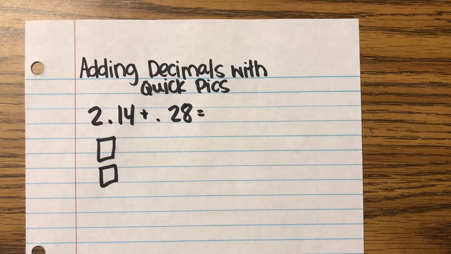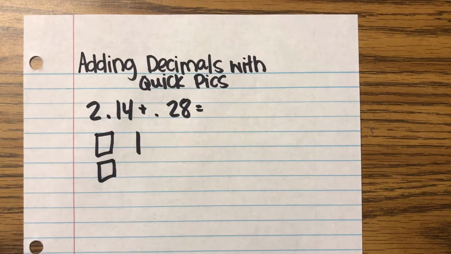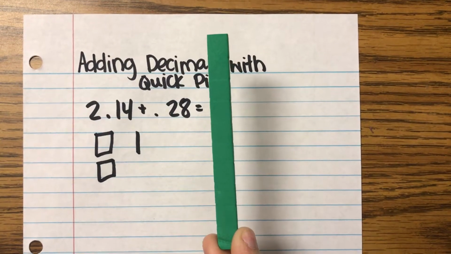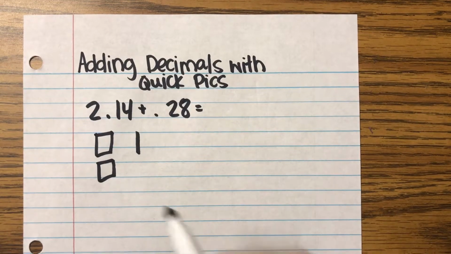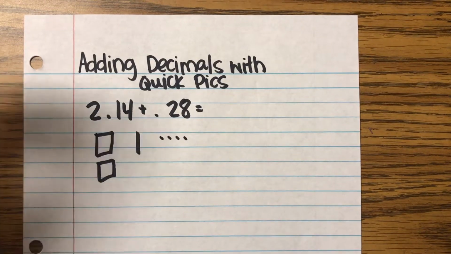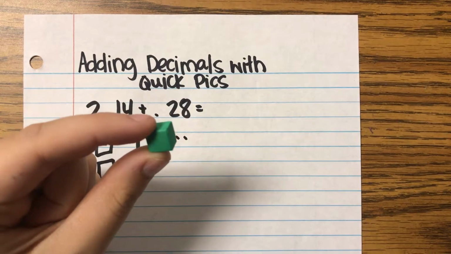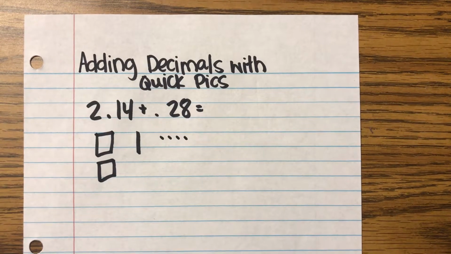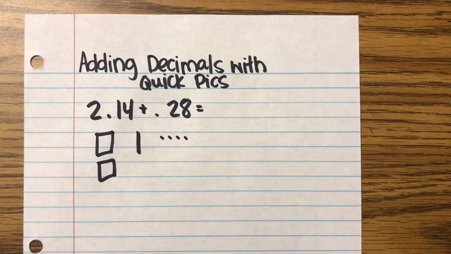Yes, ma'am. Okay, so then I need to draw my tenths. How many tenths do I have? 1, and I draw it with a stick because that represents 1/10 of my hole. Then I need to draw my hundredths, and how many hundredths do I need to draw? 4. I represent those with dots because it shows my hundredths, which is 1/100th of my hole. Yes? Yes, ma'am. Okay, so now I have 2 and 14/100ths, and I need to add to that 2/10 and 8/100ths.